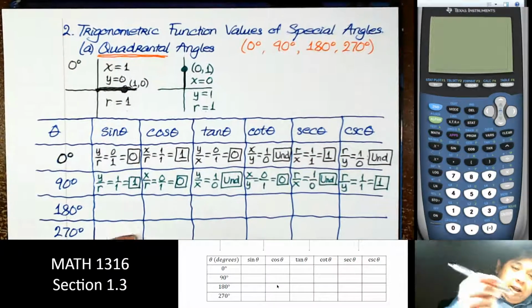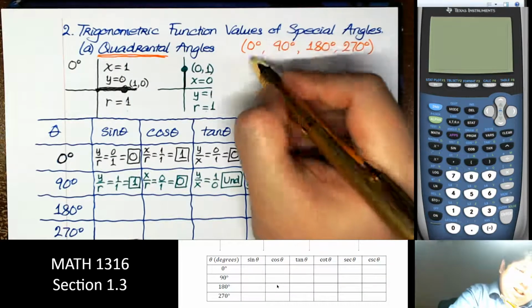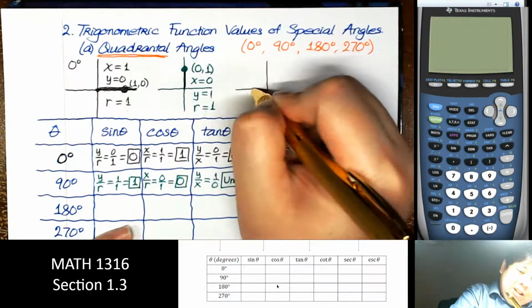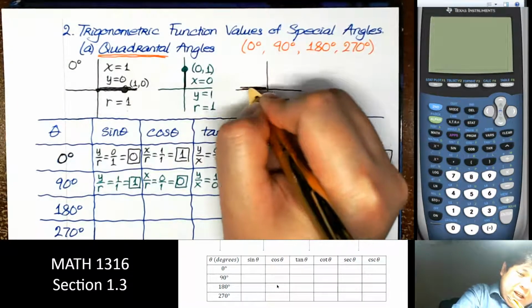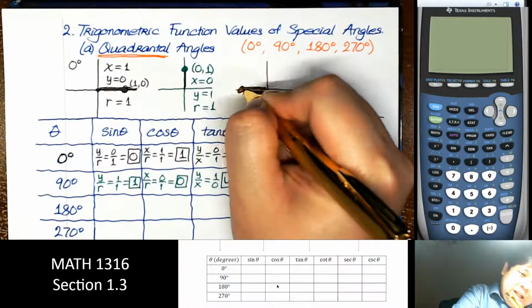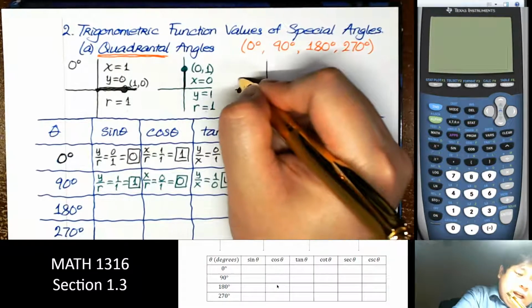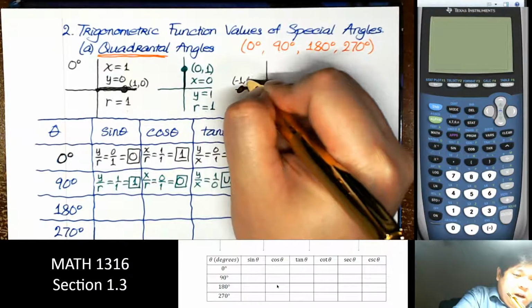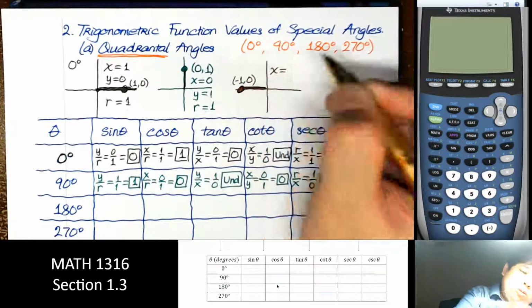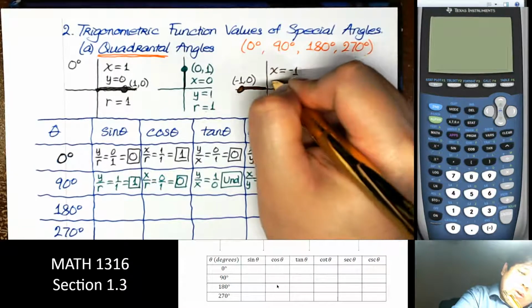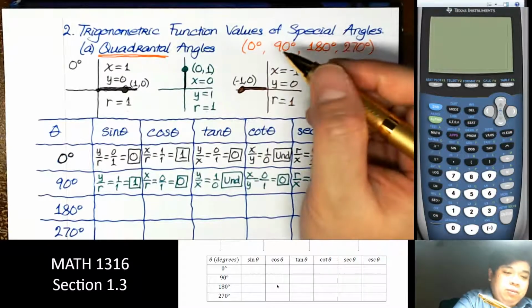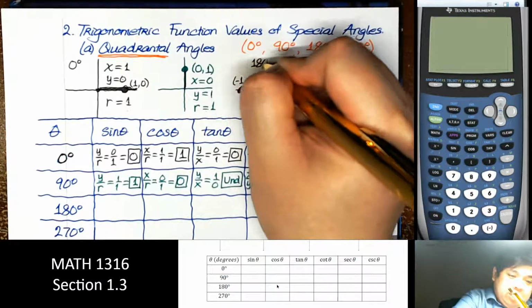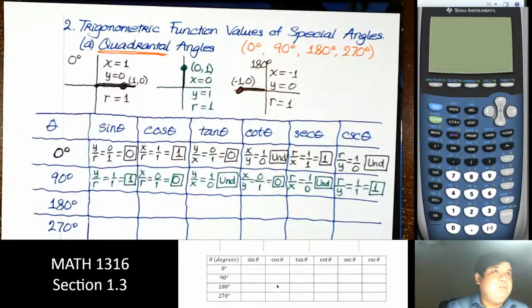Right. I have a bunch of different colors here, so let's try this. Next, 180 degrees. It's around here, so let's pick a point here. Let's choose -1, 0. So x equal to -1, y equal to 0, and r equal to 1. R is always positive. So that is for 180 degrees. We're going to choose that point.